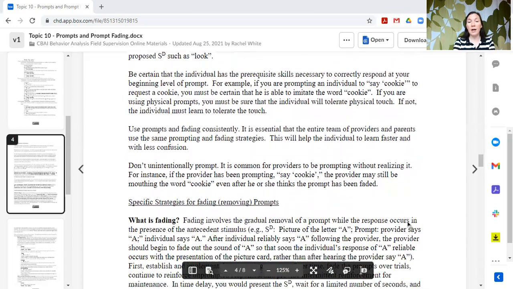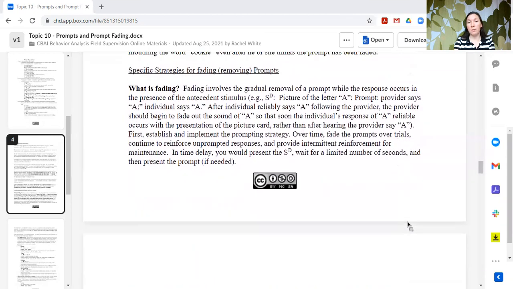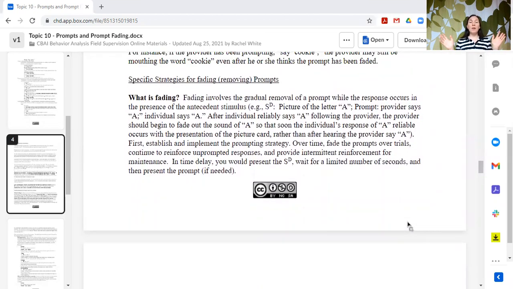All right, so let's talk about fading or removing those prompts. What is fading and why do we need to use it? Fading involves the gradual removal of a prompt while the response or behavior or skill still occurs in the presence of what we wanted to become the SD. So our learner has now learned that instead of only responding with the prompt, they are now responding with what we wanted to become the SD. And now we're going to remove that prompt so that the SD controls the behavior.